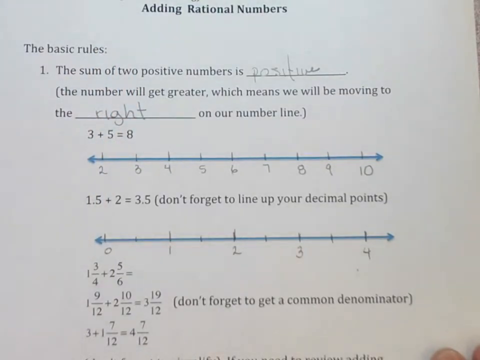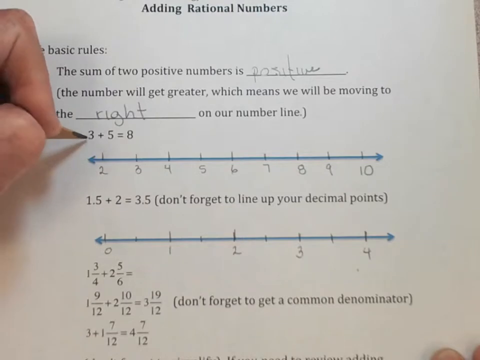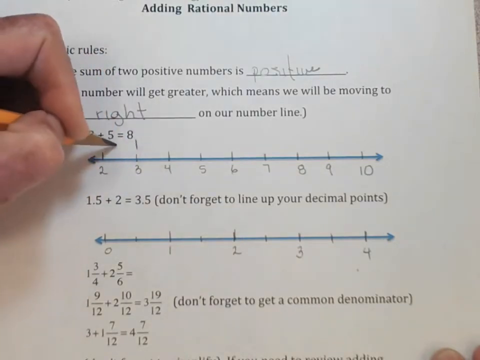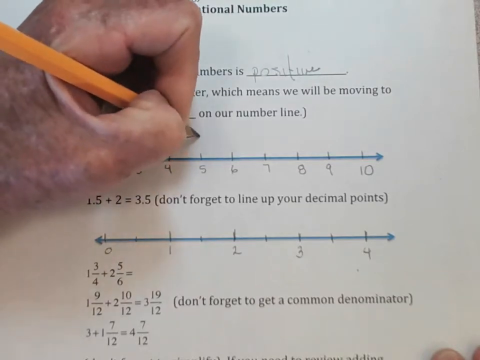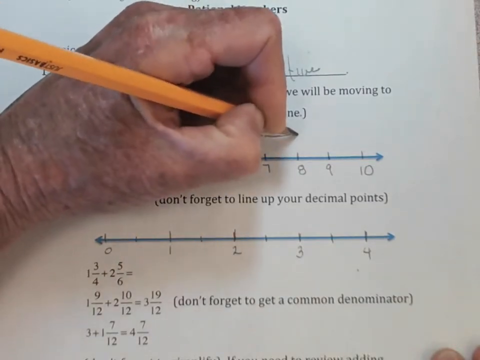We can show adding two integers. If we're doing 3 plus 5, we can start at 3. We're adding a positive 5, so we're going to go 5 units to the right, which will give us 8.